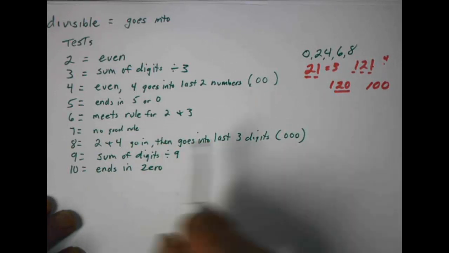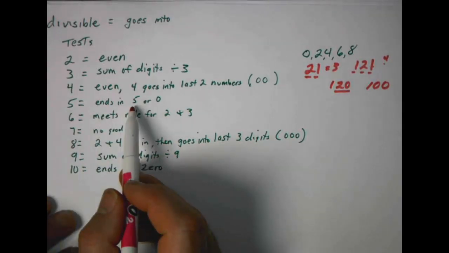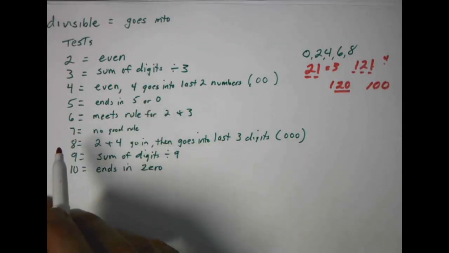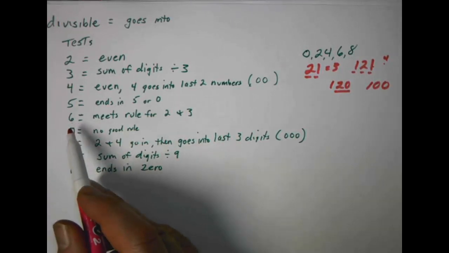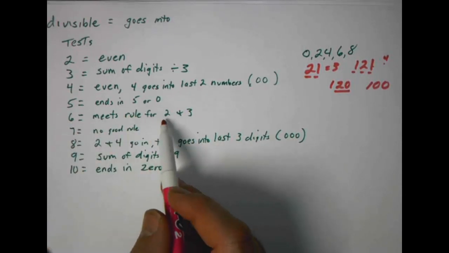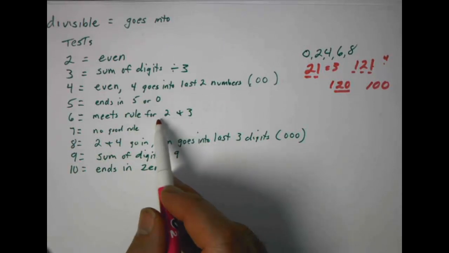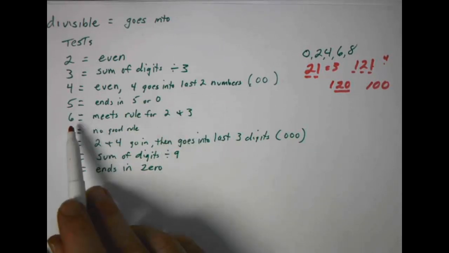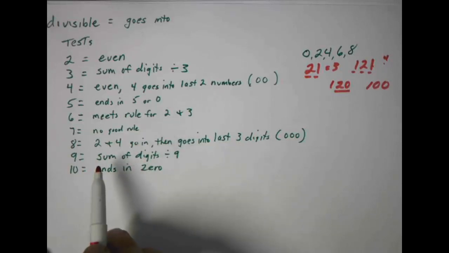All right? Number 5. The rule for 5 is it ends in either a 5 or a 0. 5, 10, 15, 20, that type of deal. The rule for 6, we probably have already checked, so we really don't have to do any additional work. We just have to see, does it meet the rules for 2 and does it meet the rules for 3? If it meets the rules for both of those, then 6 goes in. If it only meets one, then it doesn't.